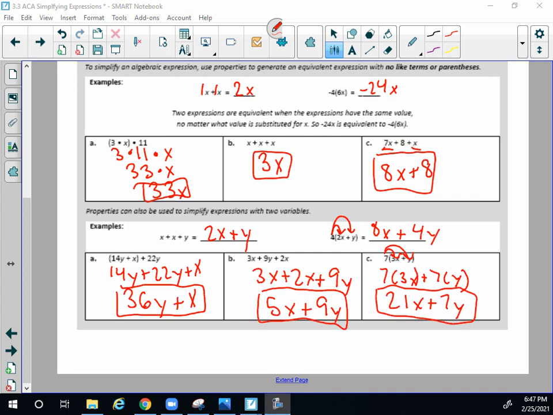All right, so I rearranged B so that my x's were next to each other, added those together, and I got 5x plus 9. And for C, I used the distributive property. 7 times 3 is 21x plus 7 times 1y is 7y.